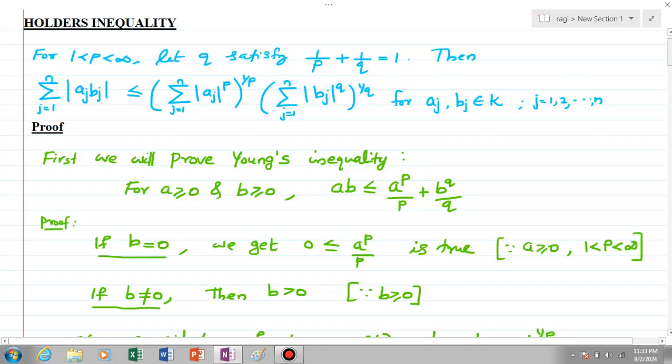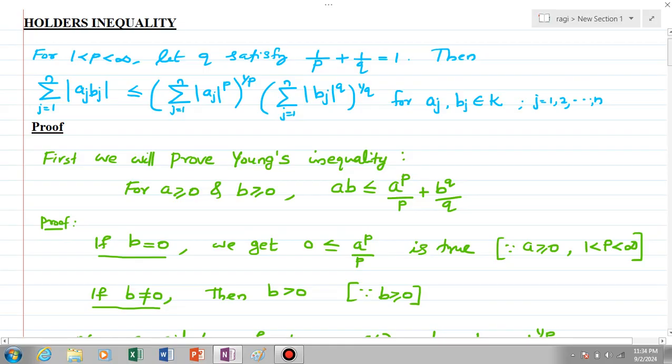The statement is: for 1 < p < infinity, let q satisfy 1/p + 1/q = 1. Then the summation j running from 1 to n of |aj bj| is less than or equal to (summation j running from 1 to n of |aj|^p)^(1/p) times (summation j running from 1 to n of |bj|^q)^(1/q), for aj and bj elements of K and j = 1 to n.